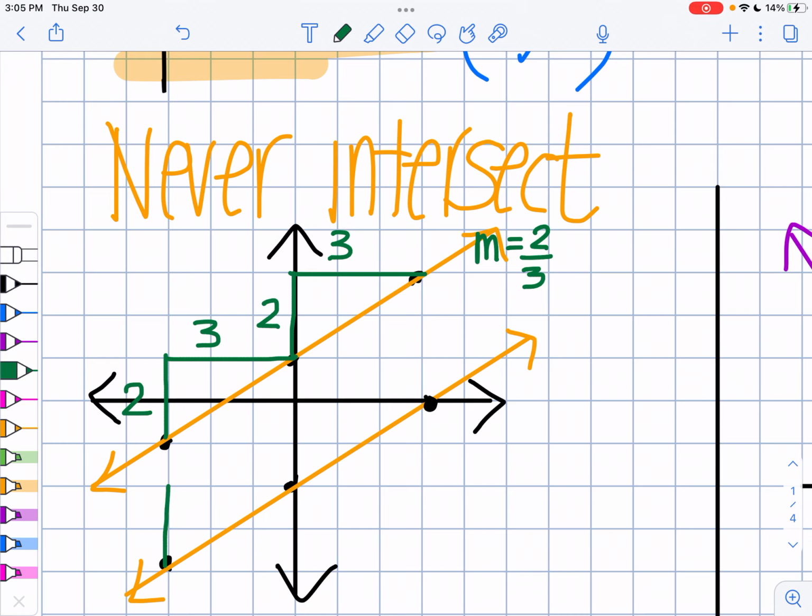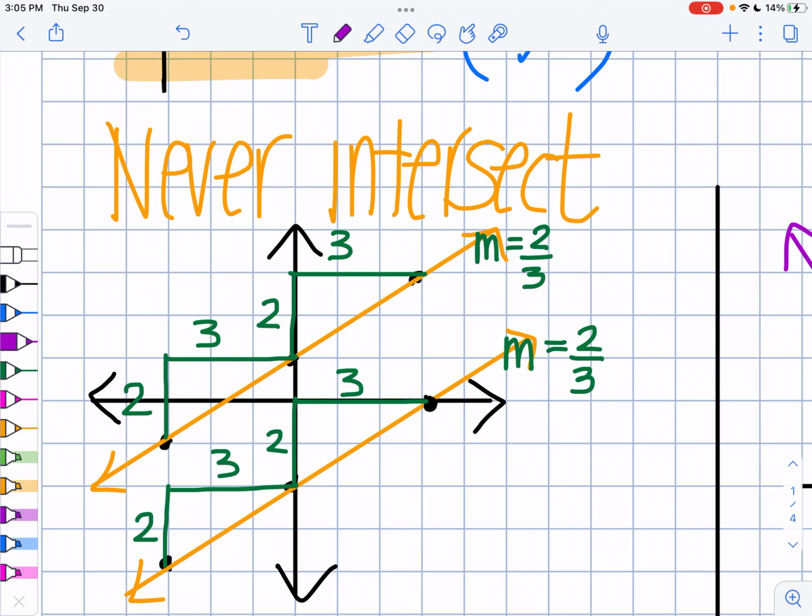Now let's take a look at the bottom. I'm going up and over. So if I start on the left here, I'm going up 2, counting over 3. Then I go up 2 and again over 3. So the slope of this bottom line also happens to be 2/3.